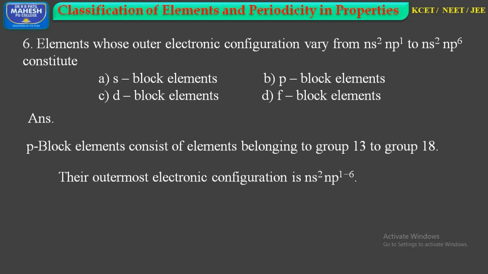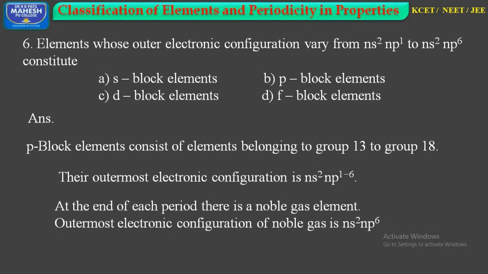Outermost electronic configuration of the noble gas is ns2 np6. For example, in case of neon, the configuration is 1s2, 2s2, 2p6. So students, we are having outer electronic configuration in case of neon as 2s2, 2p6, which obeys ns2, np6. So with this, the right answer is option B, P block elements.